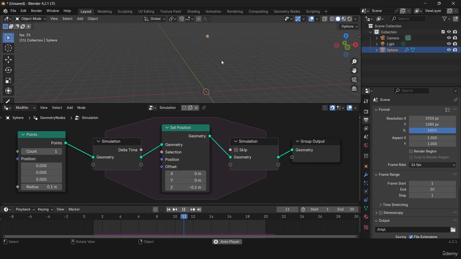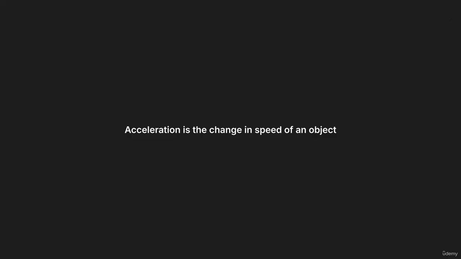Now we can start thinking about how to implement acceleration in our system. To understand what we will be doing, we need to go back to the definition of acceleration. Acceleration is the change in speed of an object. A falling object will be accelerating, which means its velocity will gradually increase the more time it spends falling. In other words, we need to figure out a way to tell Blender, hey, Blender, we want you to increase the velocity with each passing moment.